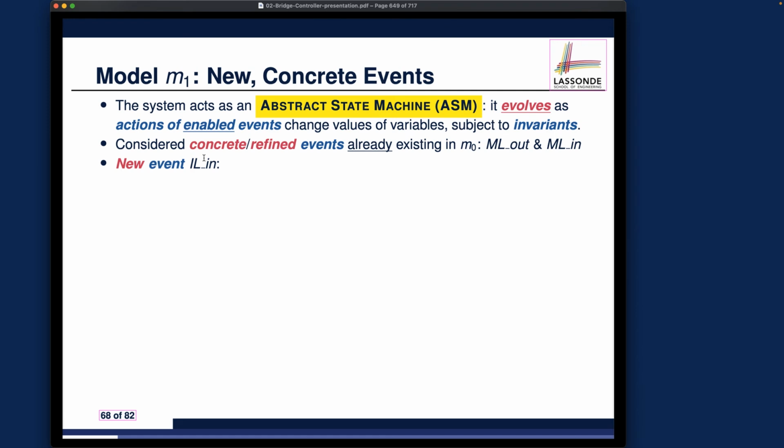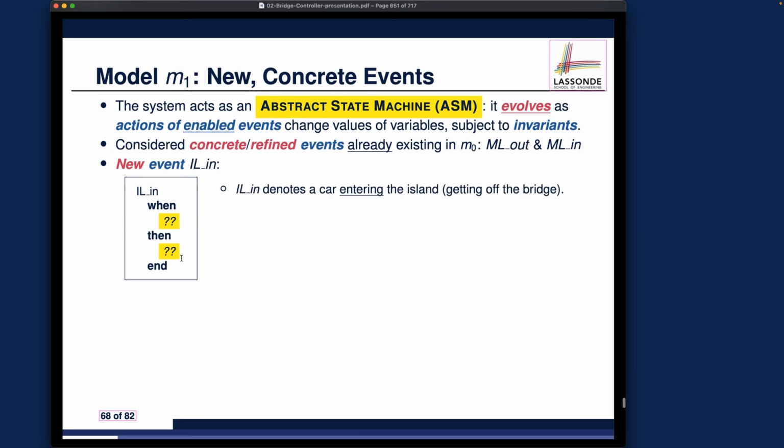Right, so let's now talk about the new events, ILin. So IL over here stands for the island. Okay, so remember we have the island, we have a bridge, and also we have the mainland. That's what our abstraction is about. Right, let's now talk about this event. Well, I deliberately leave the guard and also the actions unspecified. That's an exercise I would like you to do, and you can confirm your answer together with me. I think it would be nice for you to really try to do things about the design for the events rather than just be given the design and take it for granted. Right, so what's the informal meaning for ILin? ILin denotes the occurrence of a car entering the island which gets off the bridge.